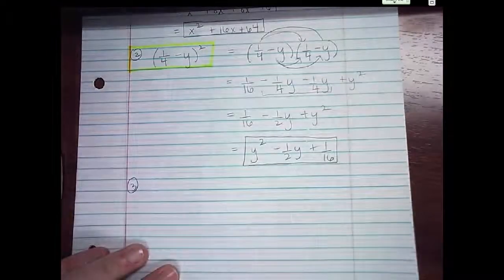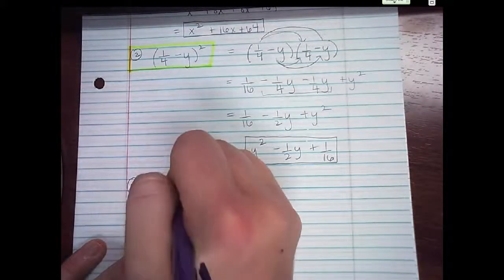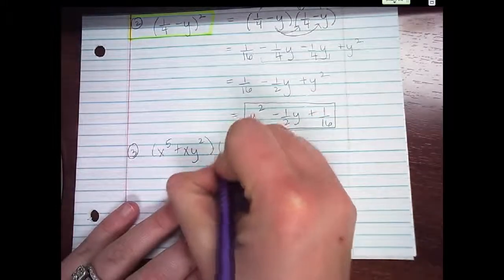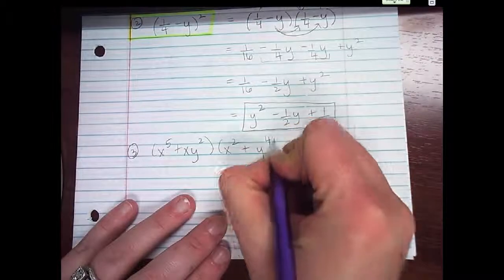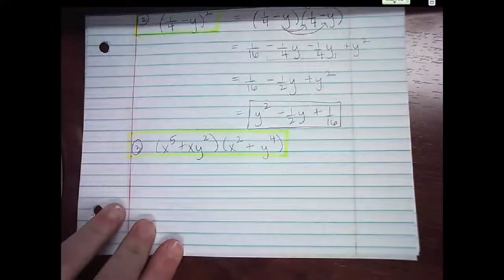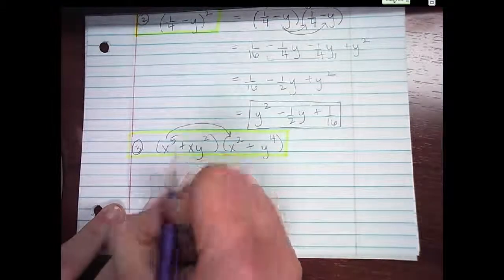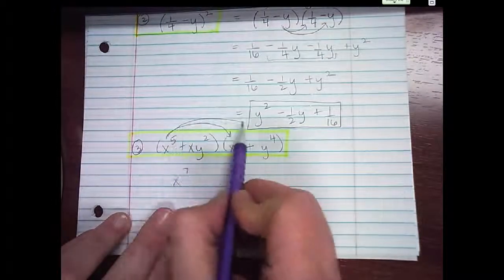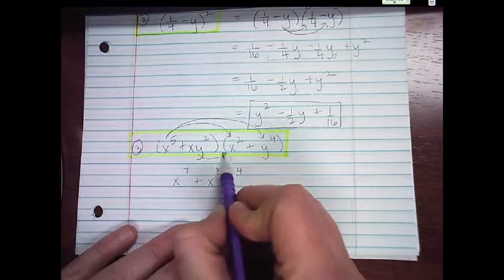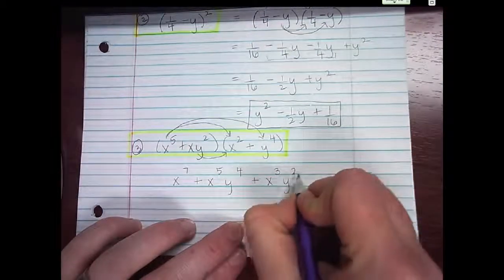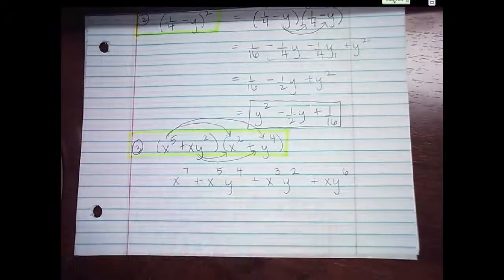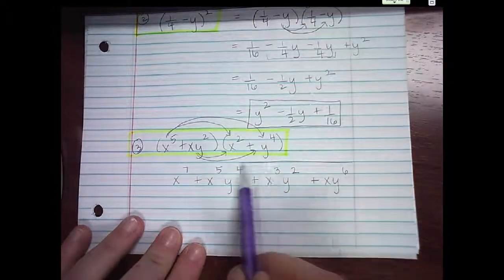Okay, number 3. Let's do another binomial that has 2 variables in it. So (x to the 5th plus xy squared) times (x squared plus y to the 4th). Just be careful here of your exponents. Make sure you add correctly. So x to the 5th times x squared, I add the exponents, so I get x to the 7th. x to the 5th times y to the 4th, I just leave as x to the 5th y to the 4th. Then I have this one times x squared, so plus x cubed y squared. And then times the last one, plus x y to the 6th. Then I look to see if I can combine anything, but nothing is exactly the same, so I just have to leave it like this.